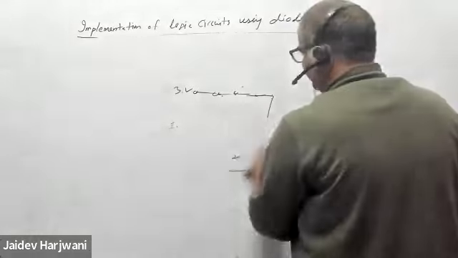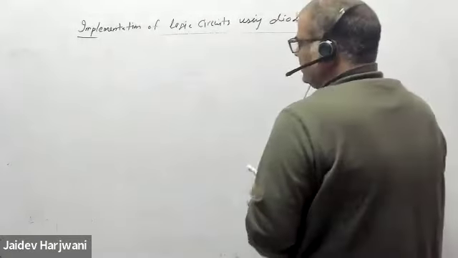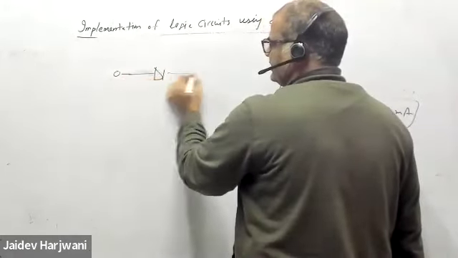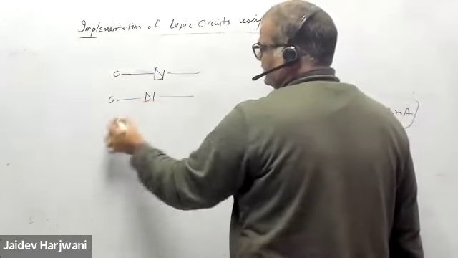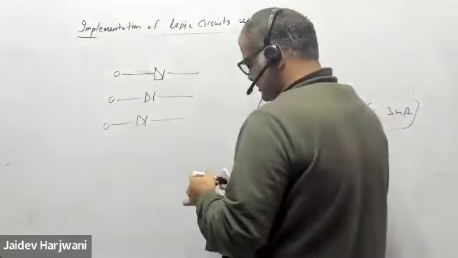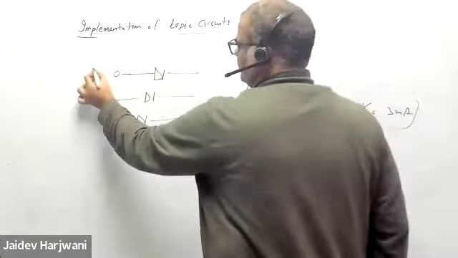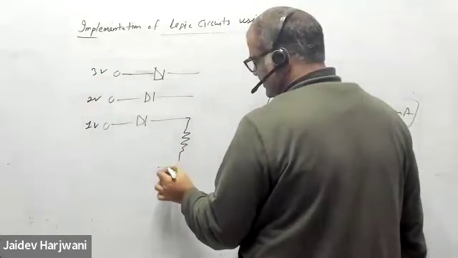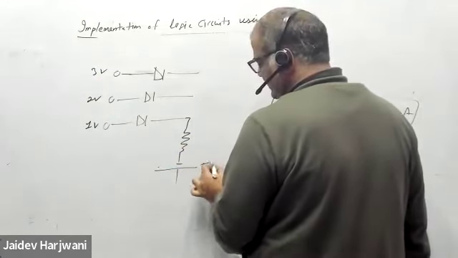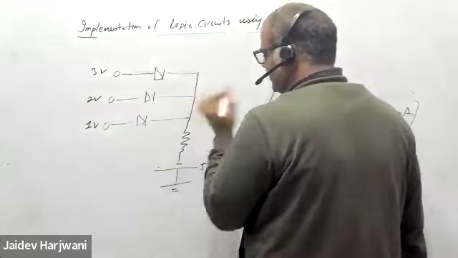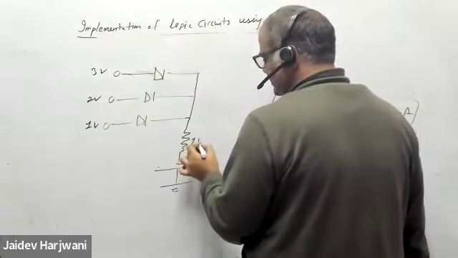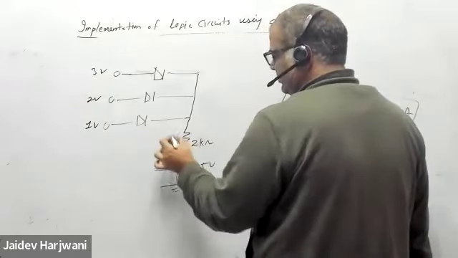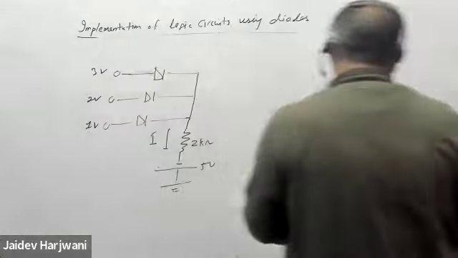Now let me put some more values. Say here a diode is there, here one more diode is there, here one more diode is there. Say this is 3 volt, this is 2 volt, this is 1 volt connected here. Say here minus 5 volt is connected. This is all connected here. This is again say 1 kilo ohm, 2 kilo ohm, this time 2 kilo ohm. Find the I in the circuit.